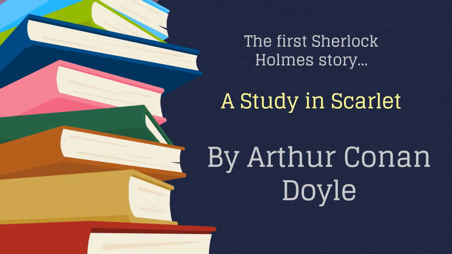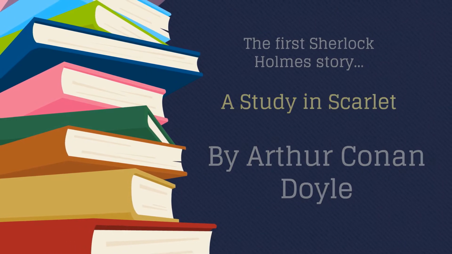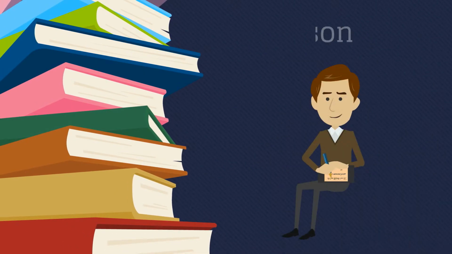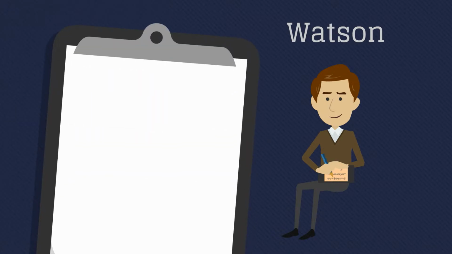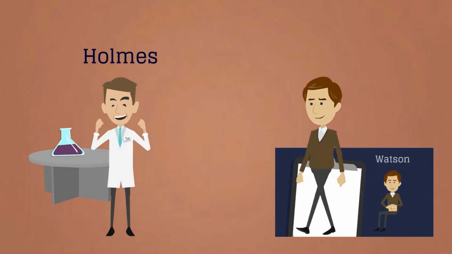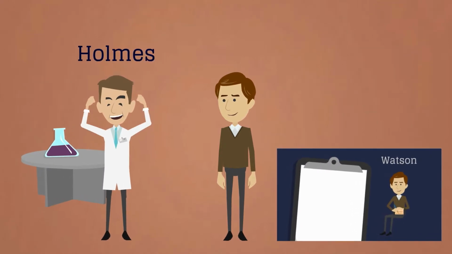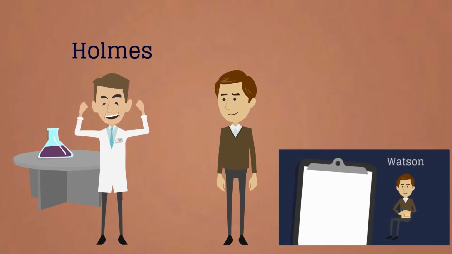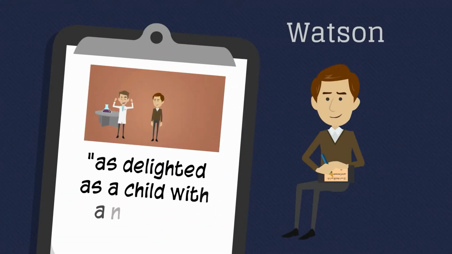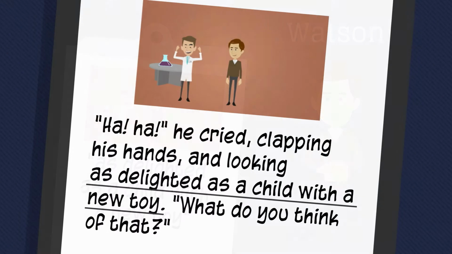Don't forget that in real life the story is actually written by Arthur Conan Doyle. But Conan Doyle invents a character, Watson, to tell the story for him, a character who actually appears in the story. Watson writes about how, when he first met Holmes, he saw Holmes's reaction to a successful chemical experiment. And he writes that Holmes was as delighted as a child with a new toy.